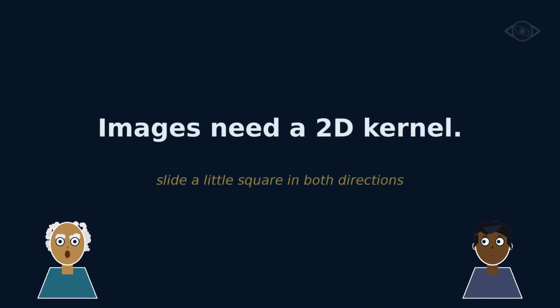For a photo, the kernel becomes a little square that slides both across and down the image, blending each pixel with its neighbors in 2 dimensions at once. So the same idea just gains a dimension. A 3x3 grid of weights sweeping the whole picture. That's every filter in your phone's camera app.